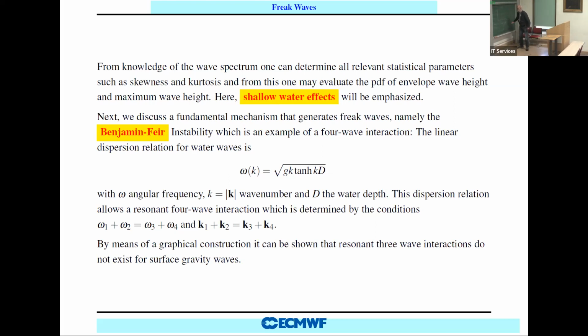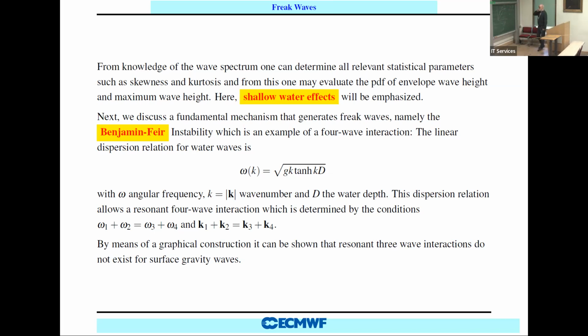Now you should realize that the dispersion relation, let's just concentrate on deep water, is given by this square root relation. So this is the dispersion relation. And now let's try to construct an interaction of this type. This is the most basic three-wave interaction, and you can easily do that. This is wave number one. This is wave number two. And then the sum always ends up outside of the dispersion relation. It's not hitting the dispersion relation. That's because of the shape of the dispersion relation.